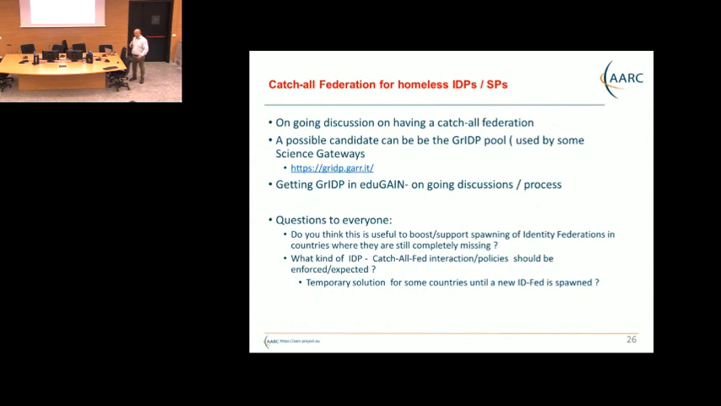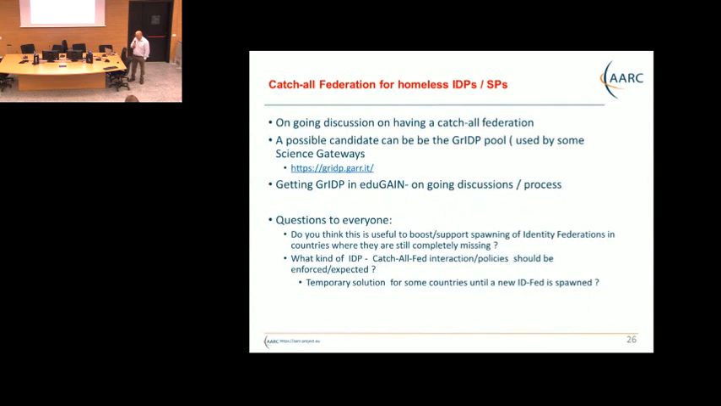I am not into the details of this, but I have a few questions for the audience. I didn't quite get if this is of general interest for the community. So maybe it's not a question I should ask, but nevertheless, do you think this is useful to support the spawning of identity federations in other countries, especially where there's nothing? And do you think that letting them play as IDP mostly with federations could at some point help them to start their own federation for the benefit of the researchers, I would say worldwide in the communities.